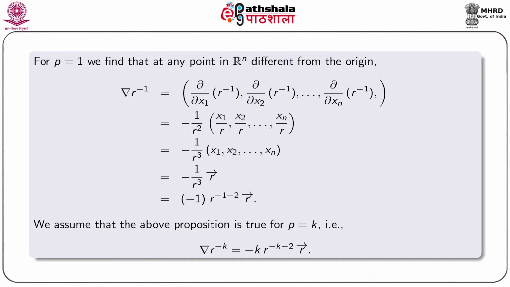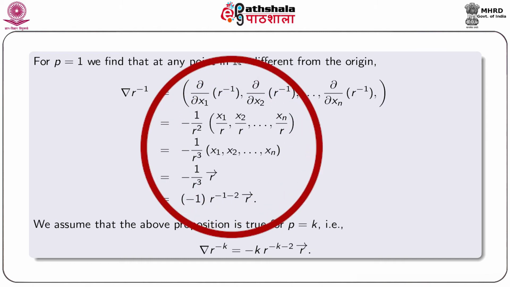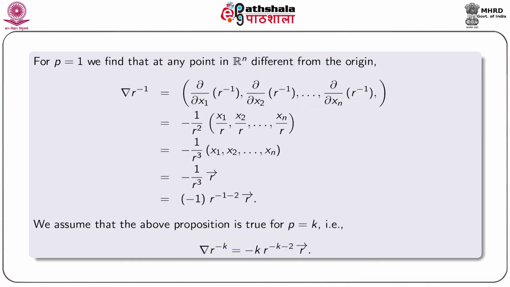For p equal to 1, we find that at any point in R^n different from the origin, the gradient of r to the power minus 1 equals the n-tuple comprising the partial derivatives of r to the power minus 1. That is, we have minus 1 by r square times the vector x1 by r, x2 by r, up to xn by r, which equals minus 1 by r cube times vector r. So, we can write this as minus 1 times r to the power minus 1 minus 2 vector r.